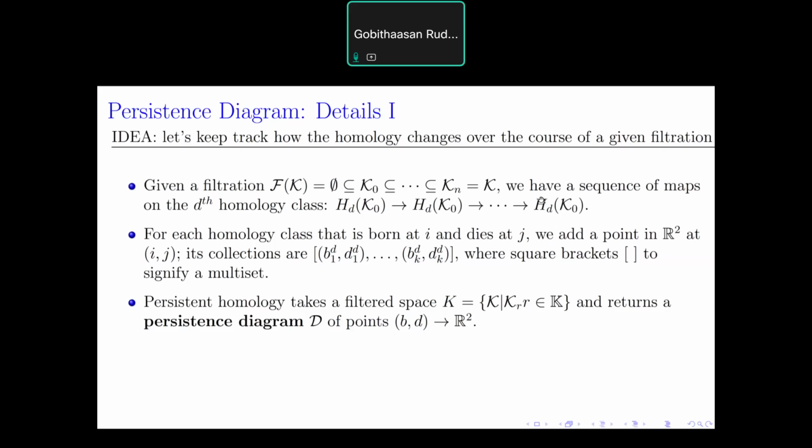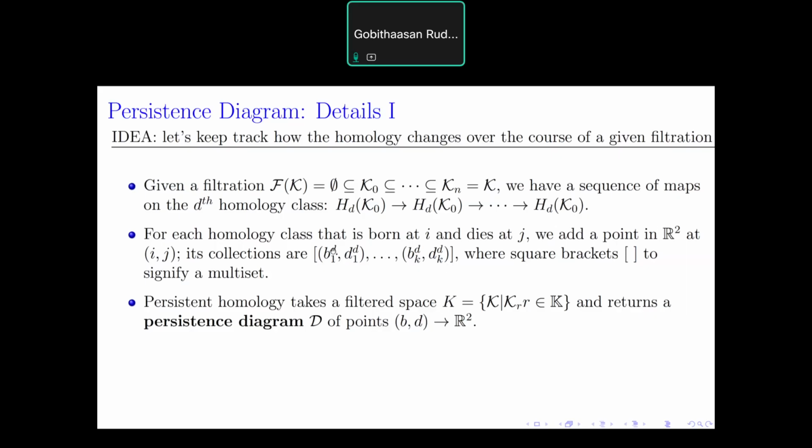So we have a sequence of maps of homology classes from HD of K0 until HD of Kn. As we increase, we will get various classes of HDs. So we can collect all this and then use it for machine learning. For each homology class that is born at I and dies at J, we get a 2-tuple in R2 at I and J, and the collections are B1, D1 for the homology computation until BK, DK.